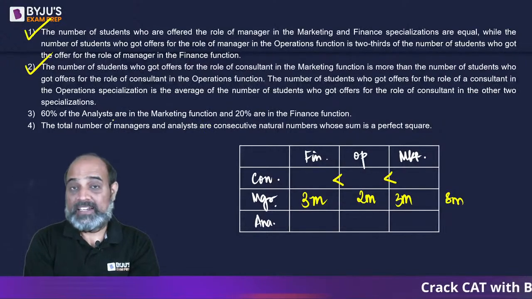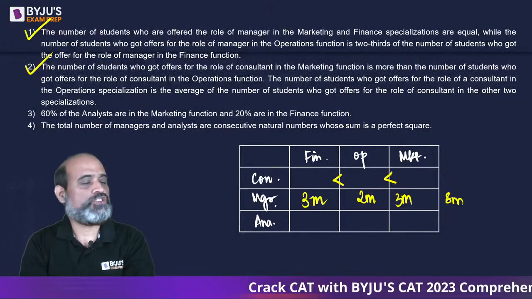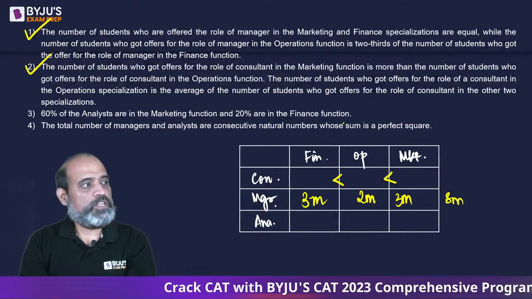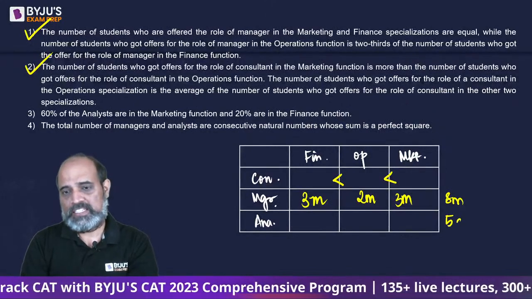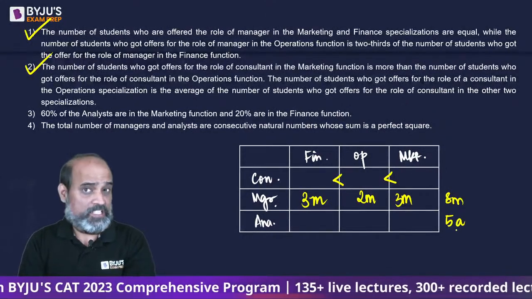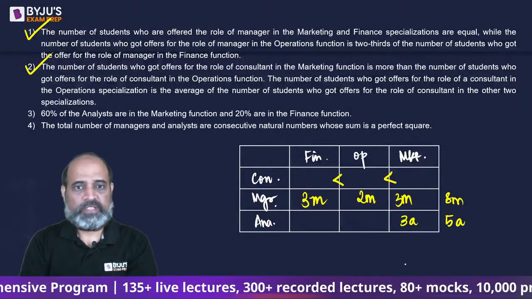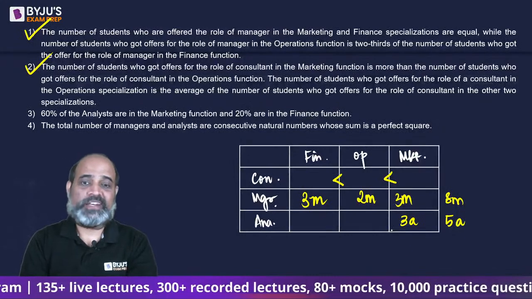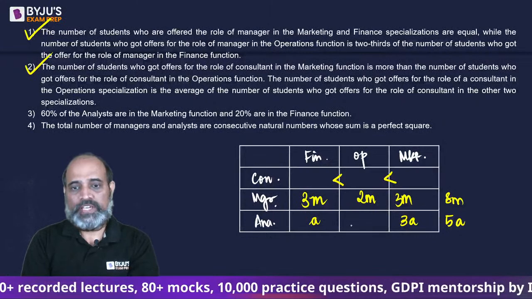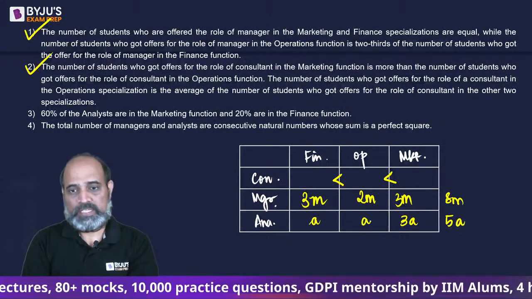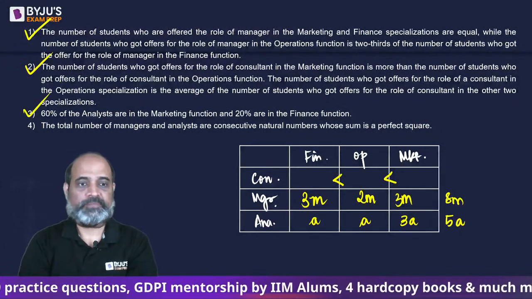So we're talking about analysts now, and 60% and 20% are in the finance function. So 60% is 3 by 5 and 20% is 1 by 5. So what I will do is I'll take this as 5A, which says that 60% of 5A, 3A, are in marketing and 20% are in finance. That means A is finance. So 3A plus A is 4A, plus another A, that will become operations. We are done with the third statement.